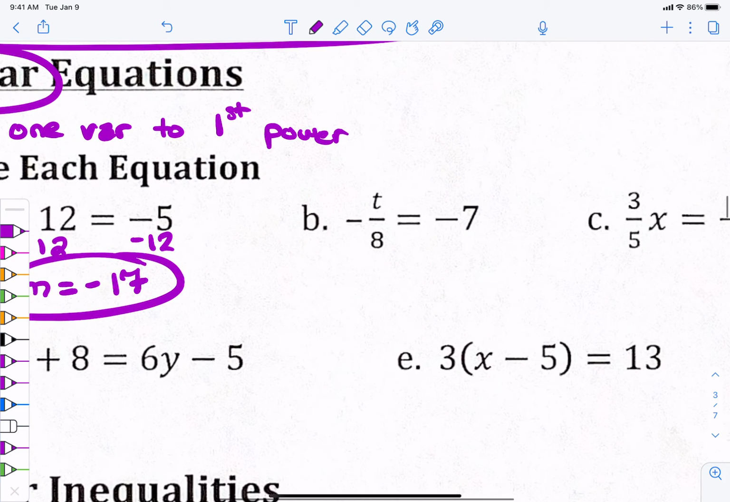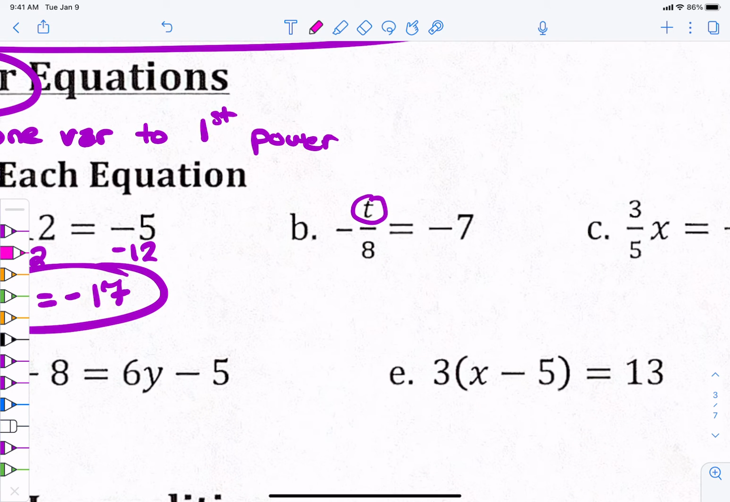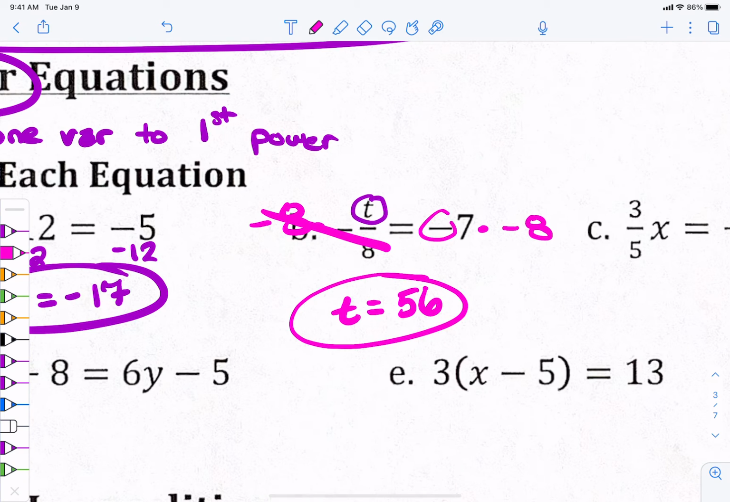Okay, over here, we want to get this t by itself. T is dividing 8. So we want to multiply by 8, but also let's multiply by negative 8 so we get rid of both of those at the same time. We'll multiply by negative 8, that makes it go away. Times negative 8, times negative 8. T is equal to 56. Positive or negative 56? Positive, because there's two negatives, right? Is this making sense? Are we okay here?